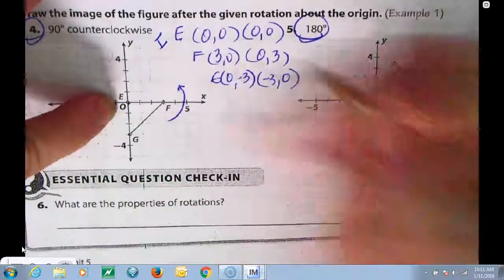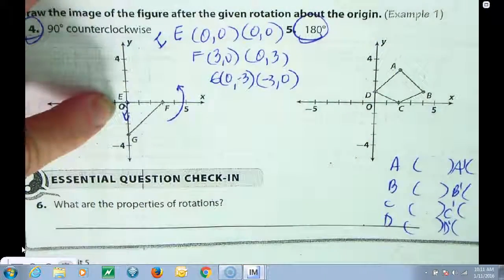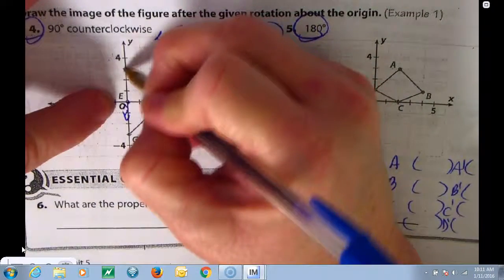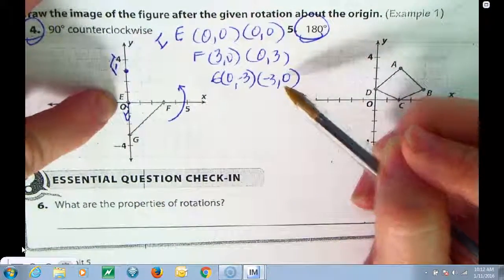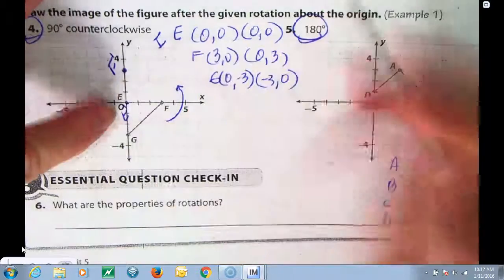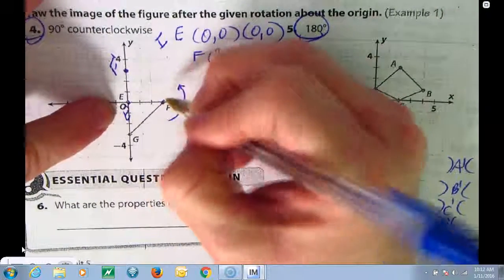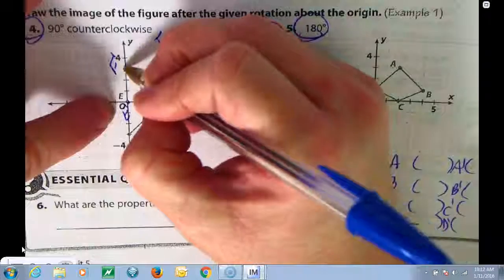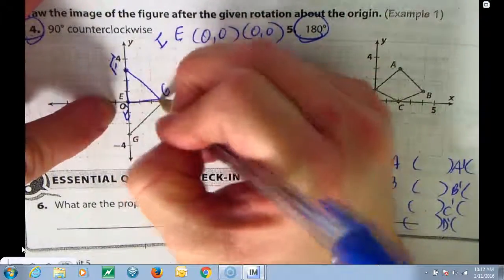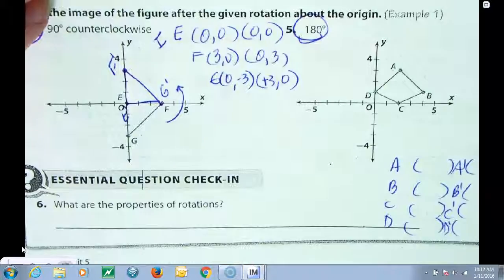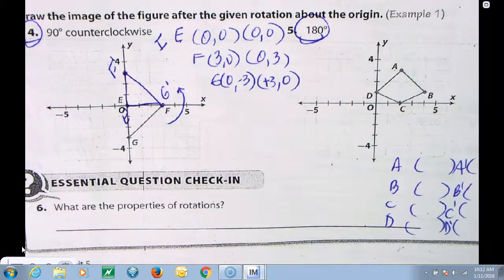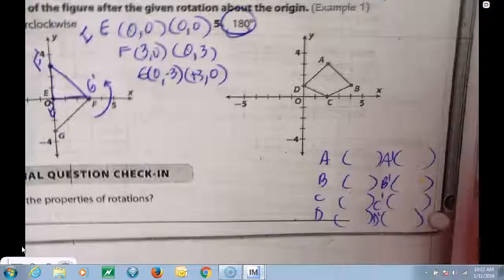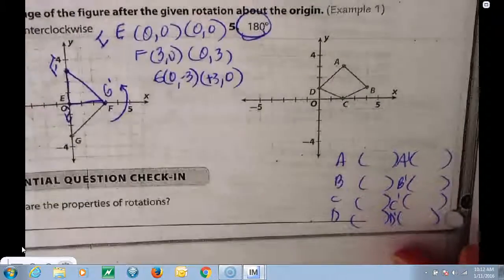So 0, 0, E and E prime, same thing. 0, 3, that's F prime. So it's not going to be negative 3, 0, right? Because that'd be way over there. So it's going to have to be 3, 0. You have to use some common sense, people, and know where you're going with it. A lot of people this morning have just been able to draw it without the coordinates. That's why I said that. Okay? So I get that?